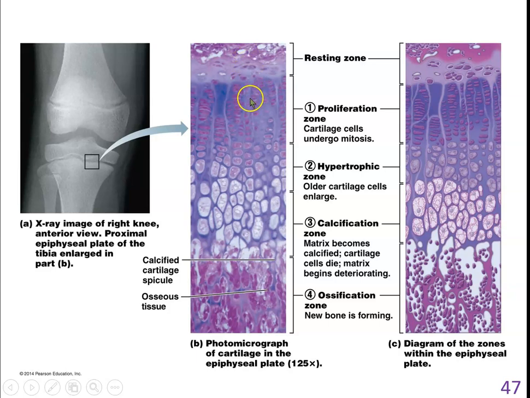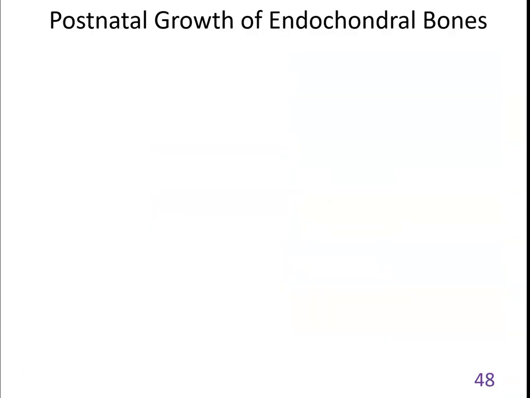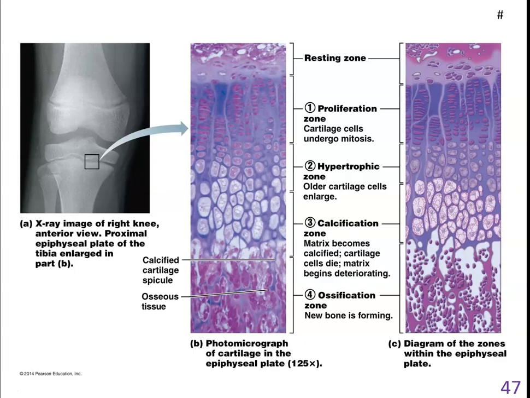trying to push, basically. And then as they get older, they get bigger, and they also push. And so this is where they really start to lengthen the zone and move the epiphysis away from the diaphysis. And then they die, and from below, the bone kind of invades and reorganizes. So that's endochondral ossification.